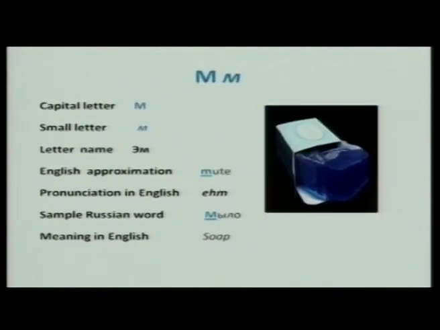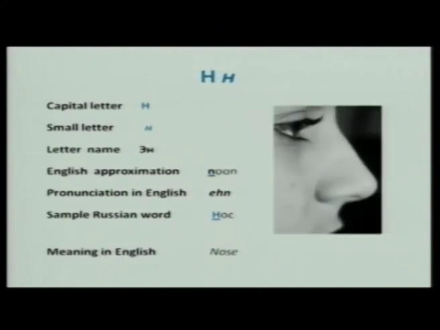The next letter is M, as in mute. As I was earlier telling you, while using the vowel U, we used another example, muila, and we are using the same word again to make the letter M clear to you. So, let us repeat it, muila, which means soap in Russian.